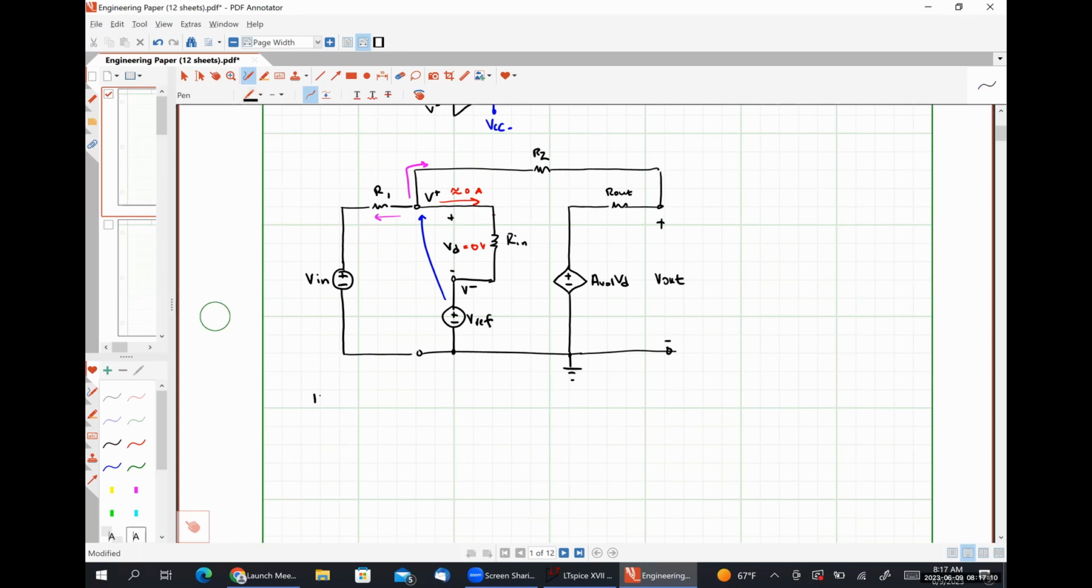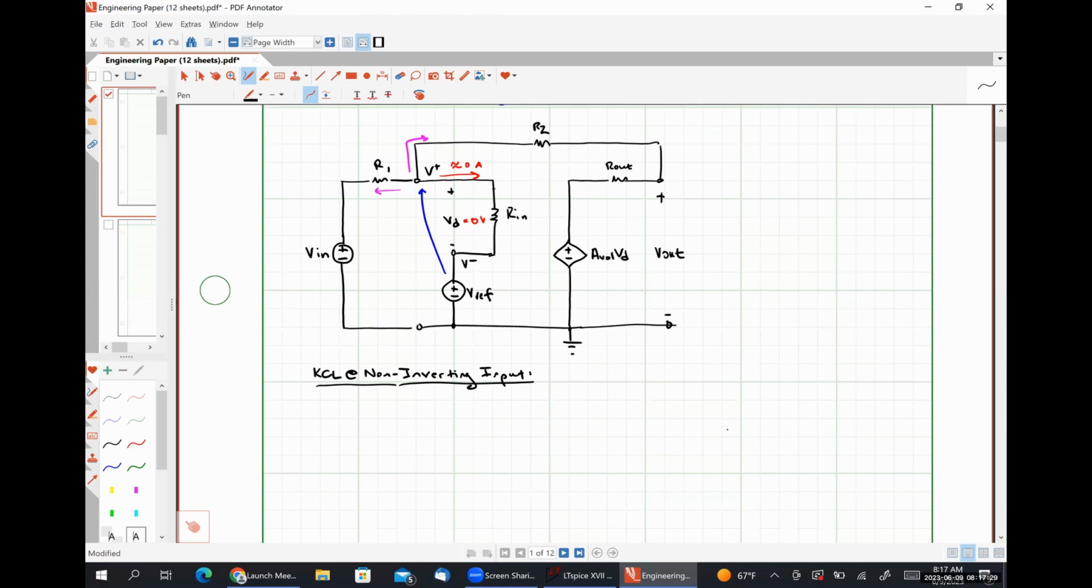So when we apply Kirchhoff's current law at our non-inverting input, what we will get is Vref minus Vn divided by R1 plus Vref minus Vout divided by R2 is equal to 0.